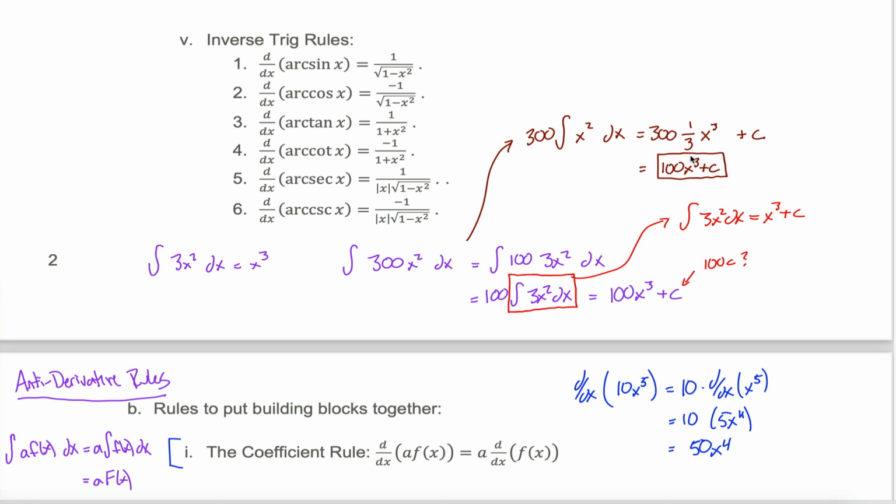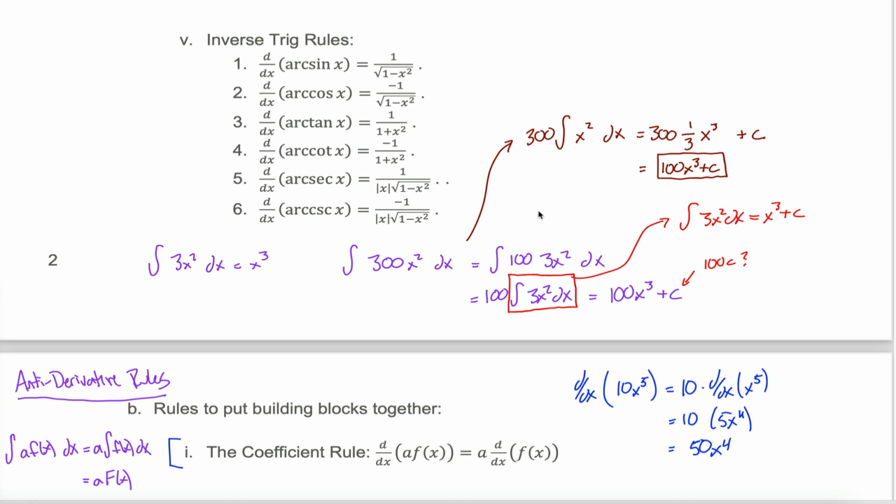Derivative of x cubed, that's something I learned months ago. I'm using the power rule, that derivative is 3x squared. So I got 3x squared times the 100. I got 300x squared. Oh, nice. That's exactly what I was asked to take the antiderivative of. The derivative of my answer is what I was asked to take the antiderivative of. Therefore, the antiderivative of this thing is my answer.